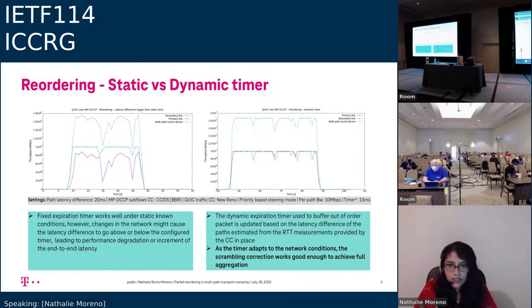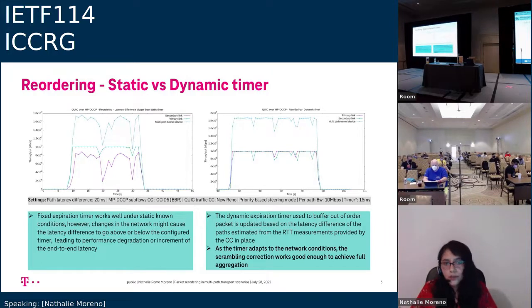So we see the result to the right, and we see that it works. We have, again, both paths fully utilized and a full aggregated bandwidth because the timer manages to adapt to the network conditions and the scrambling is fully correct. Now, at this point, we prove that this sequence-based reordering solves the problem of the scrambling.